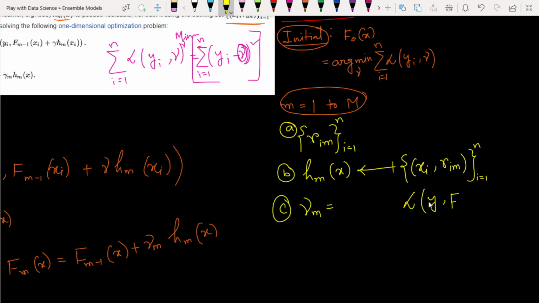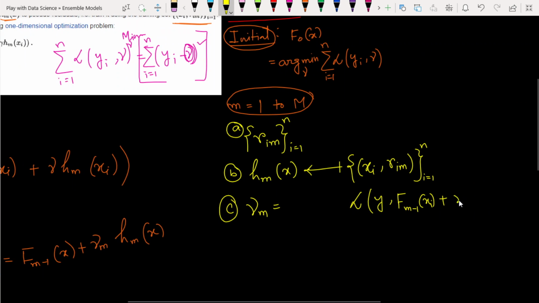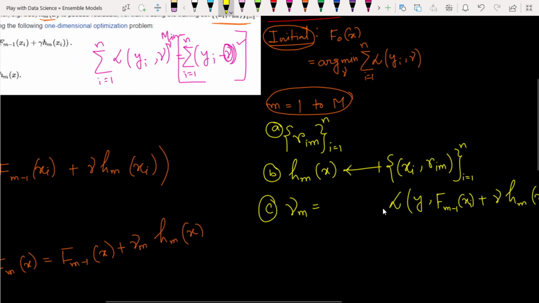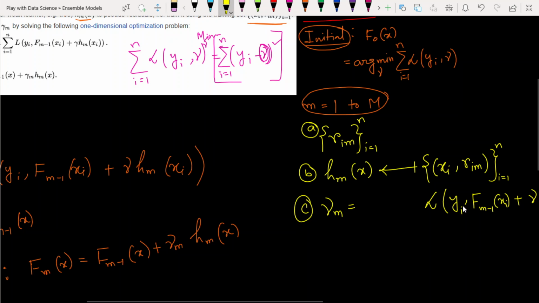we have considered the m-th stage, and we have already built the (m minus 1)-th stage. We also take the gamma and the base learner model that we have built from the previous stage. This is the simple updated loss function now. Already we have the gamma value and the h(x) value, so don't worry about these. Sorry, it will be y_i.